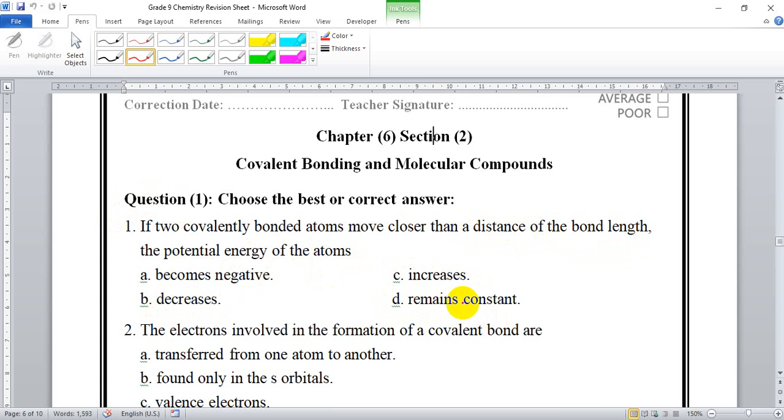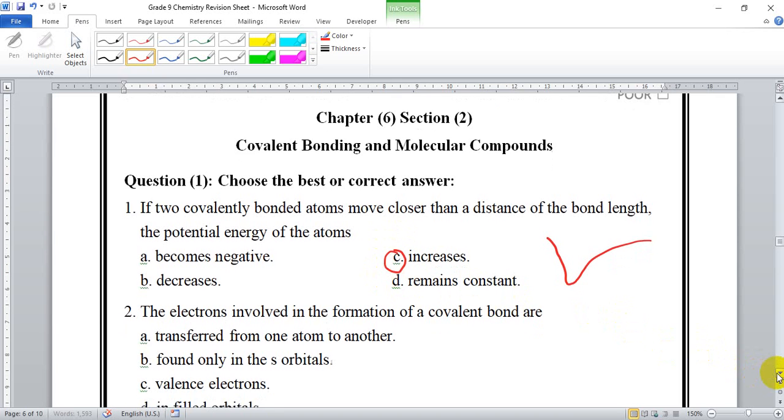We know that the potential energy starts to decrease until it reaches the bond length and then starts to increase again. It's the least at the bond length. If you increase or decrease the distance, the potential energy will increase. Choice C.